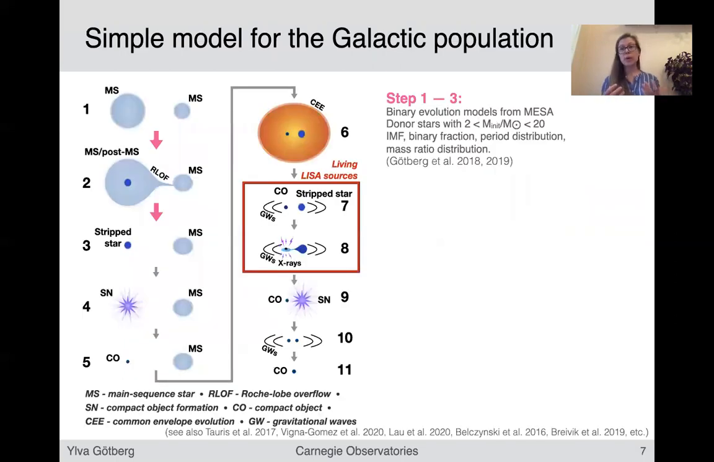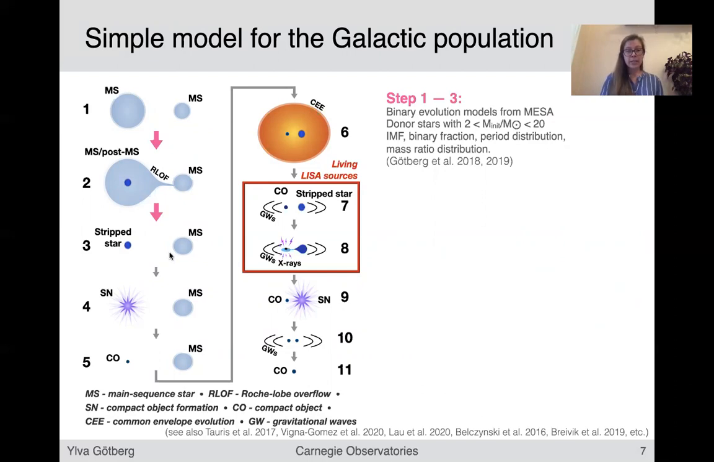I got really curious about these, so I wanted to make a model for the galactic population of these stripped stars orbiting compact objects. I started assuming this evolutionary sequence leading to the creation of these stripped star binaries. First, I made a model for these first 3 steps using binary evolution models and convolving them with different measured distributions.